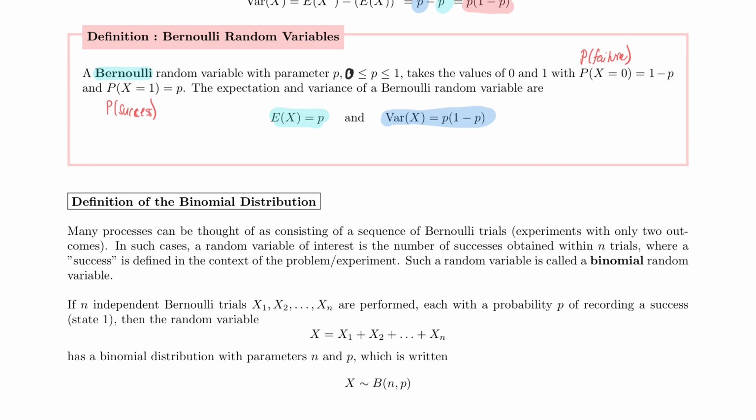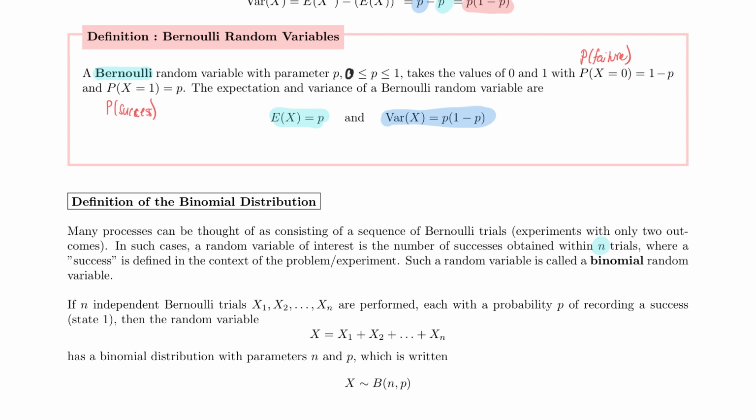So what then is this binomial distribution? Well, a lot of processes can be thought of as consisting of a sequence of Bernoulli trials, that is, experiments based on Bernoulli random variables, experiments with only 2 outcomes. In such cases, a random variable of interest is the number of successes obtained within n trials. So now we're adding in a parameter that we're going to run n trials, where a success here is defined in the context of the problem or the experiment.